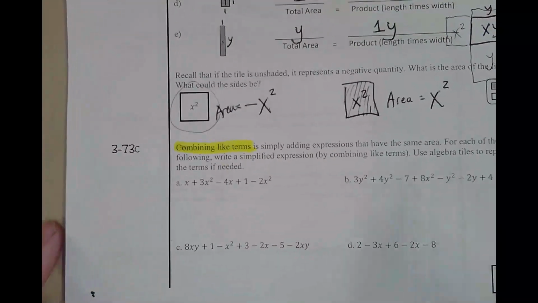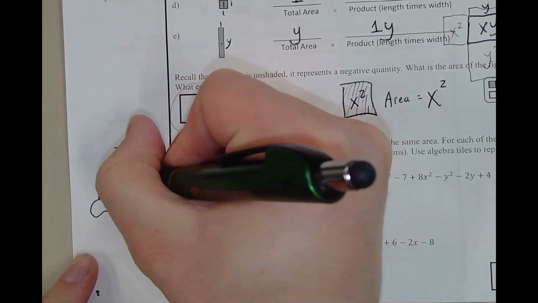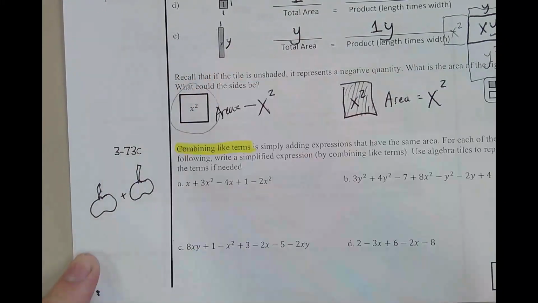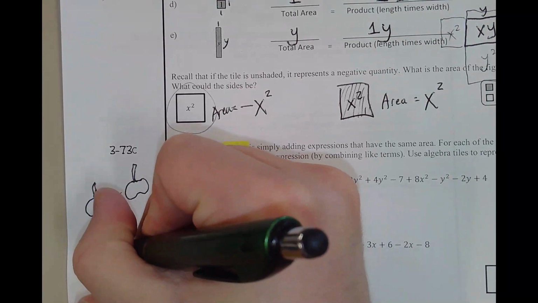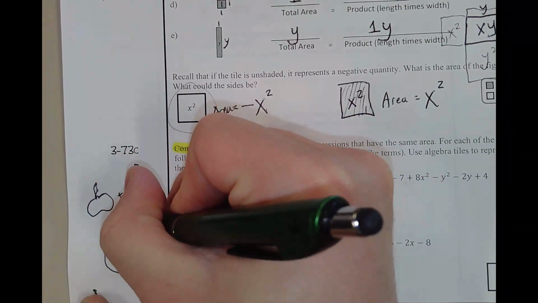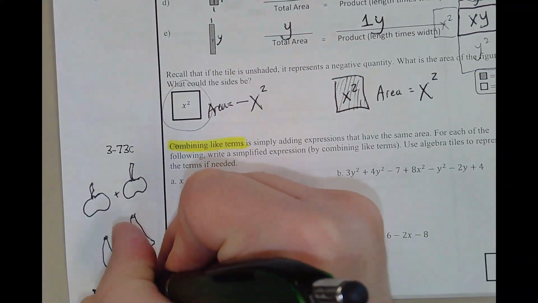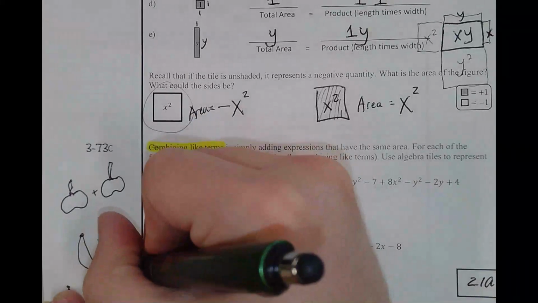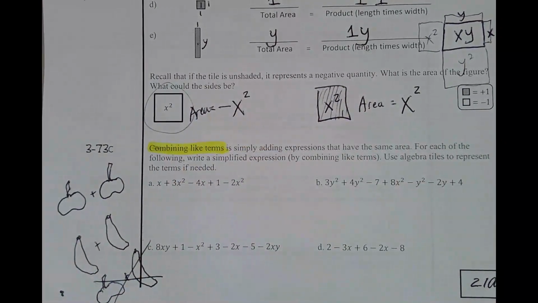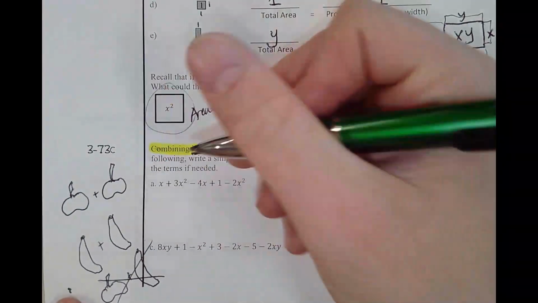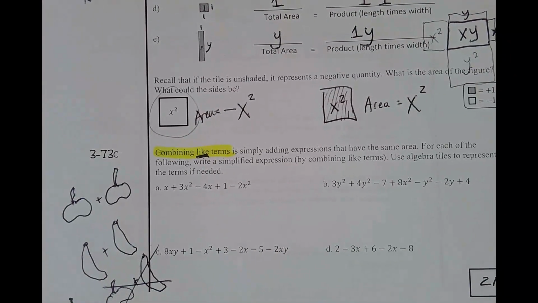So the idea here, if you can make a little note here, is you're wanting to add apples with apples. If this looks like an apple, I hope it does. You want to combine apples with apples, and you want to combine bananas with bananas. But you don't want to combine apples with bananas. You cannot combine those. So we want to combine the like terms. Like means they're pretty much the same type of tile. They have the same type of area. Okay, so here we go.